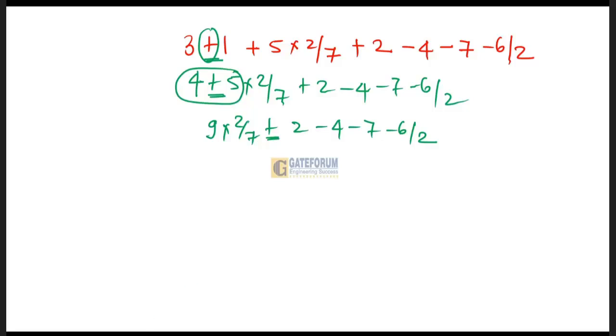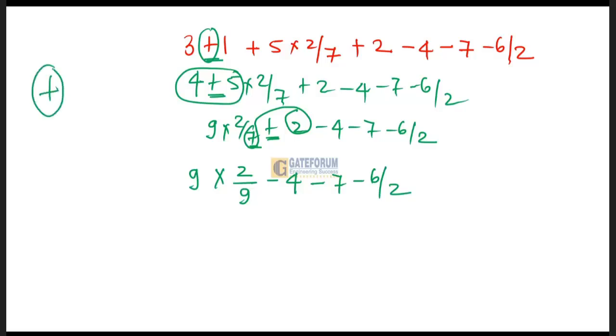I need to add this particular plus to this particular 7, because this is at the rightmost place. So I need to perform 7 plus 2 in this case, and my new equation will look like this: 9 into 2 by 9 minus 4 minus 7 minus 6 by 2. So all the arithmetic operations with addition are done. Now I need to perform the subtraction operation.